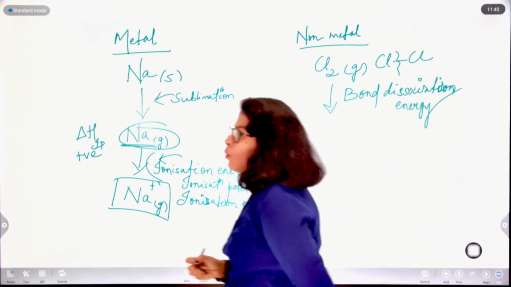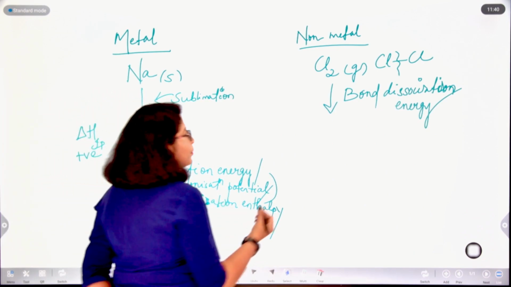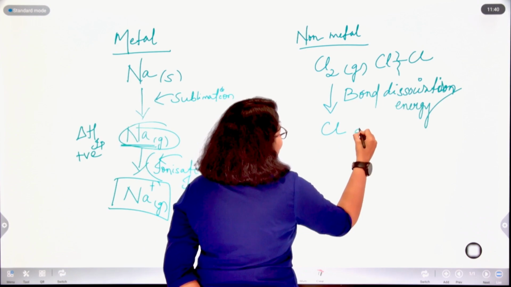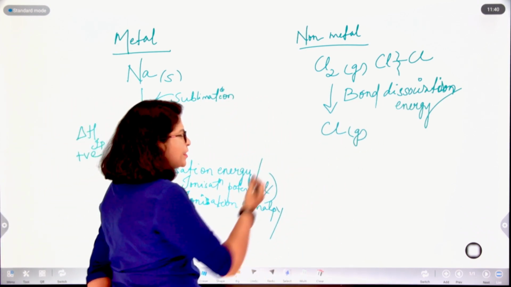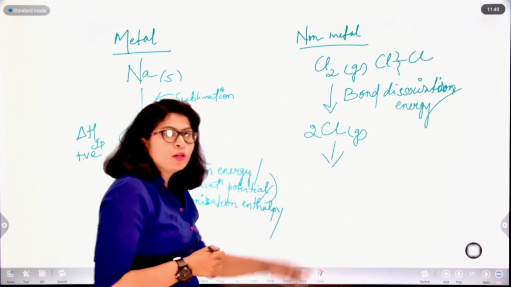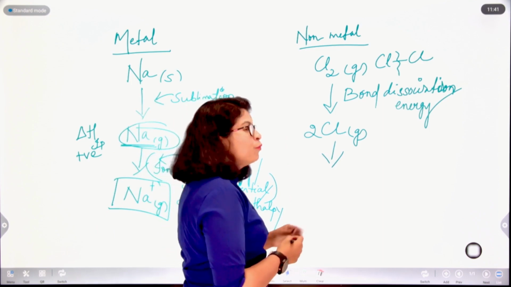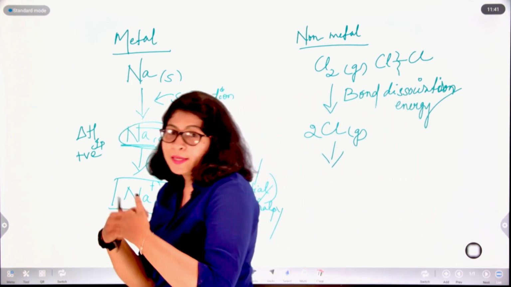Now when bond dissociation energy is given, what happens? The chlorine molecule breaks, giving gaseous chlorine atoms. Here it gives two gaseous chlorine atoms, but we will take only one. Now we need to form Cl minus. How is Cl minus formed? When chlorine gains one electron.